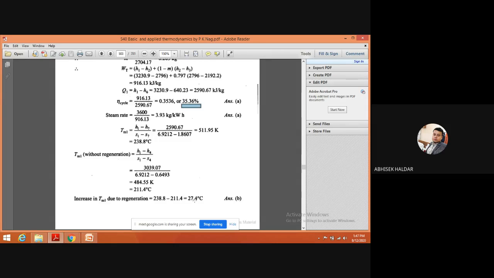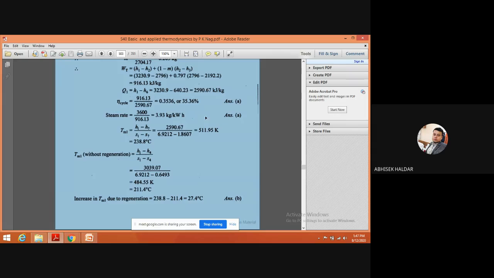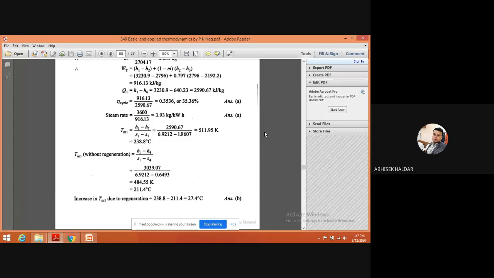But if you take this mean temperature, T1 minus T2 by Tm1, if you take this one, that means without regeneration the efficiency will obviously be less than this. So this problem is clear to you?